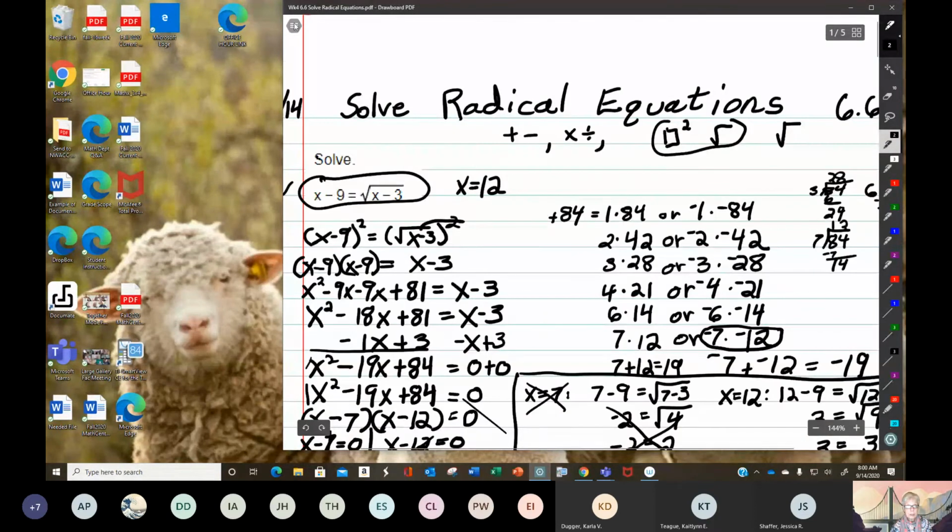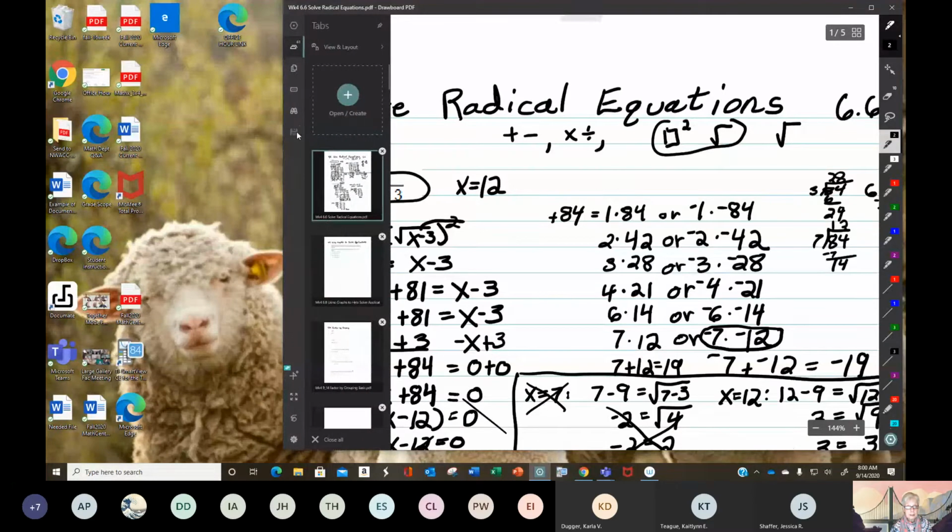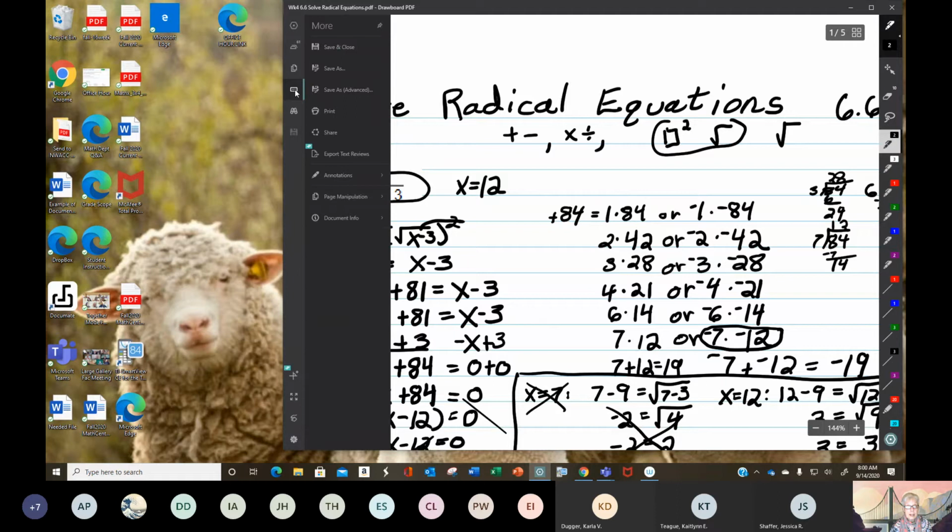Okay, so I'm going to save this. And I'm going to what's called flatten my annotations, which makes them permanent. Sometimes I regret doing that.